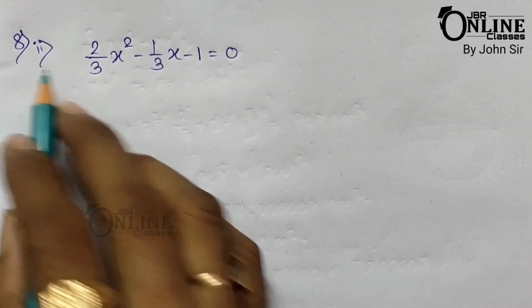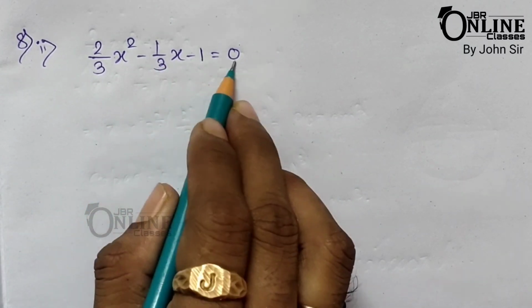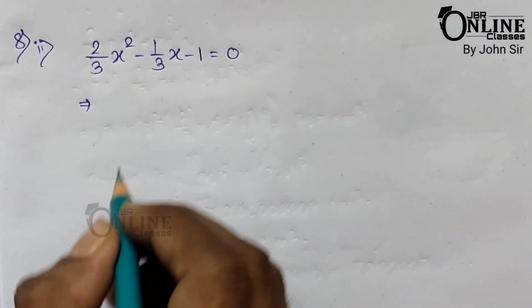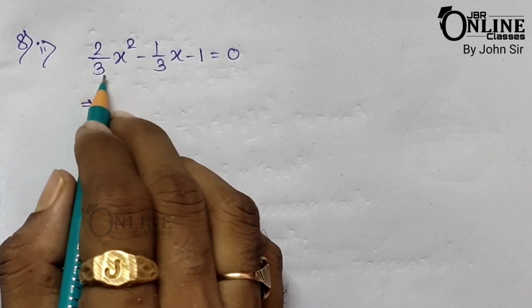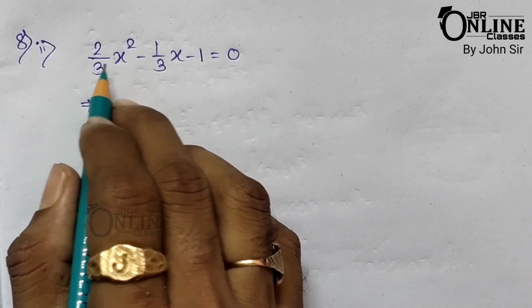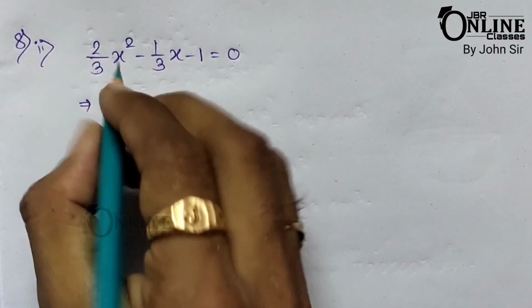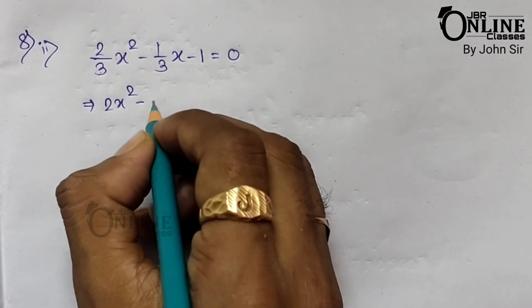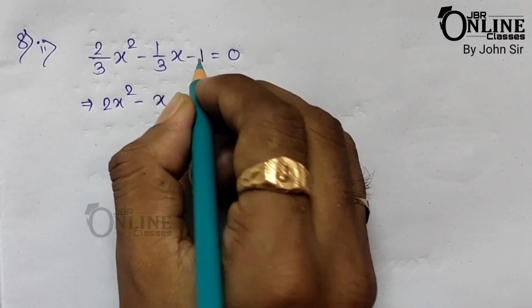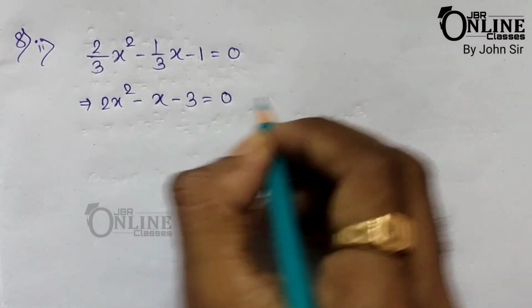Now sum number 8-2. Here (2/3)x² − (1/3)x − 1 = 0. So first you have to cancel these 3, that means the denominator 3. To cancel out the denominator 3, you have to multiply by 3 on both sides. If you multiply 3 with 2/3, it becomes 2x². Then multiply 3 with this one, you will get only x, and then multiply 3 with 1, it becomes −3, and the last one, 0 into 3, becomes 0.